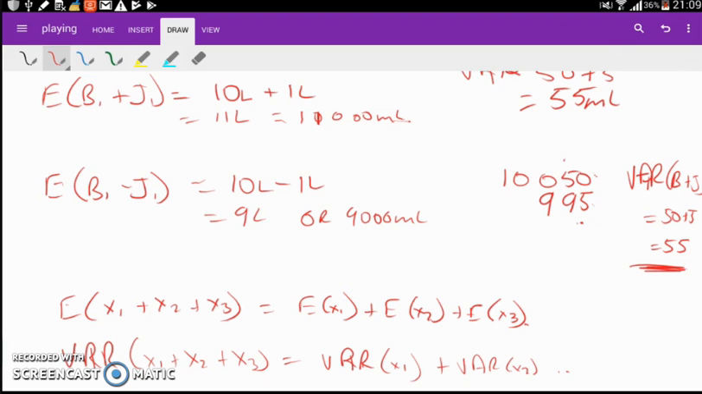Okay, so that's the end of this tutorial. We're going to look at some binomial and some Poisson distributions using discrete data in the next couple of tutorials.